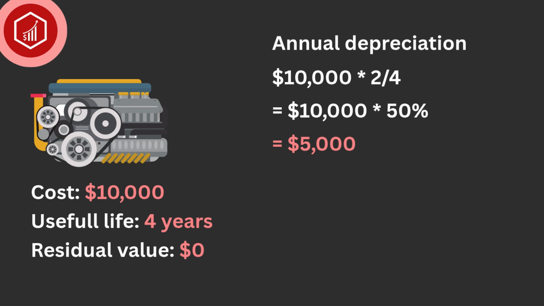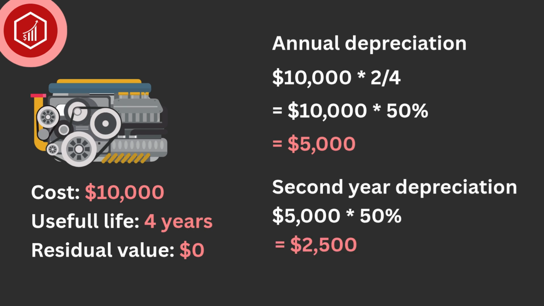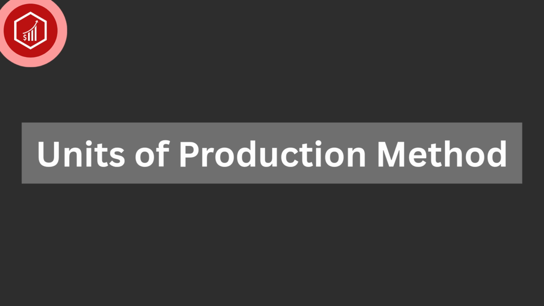In the first year, we have $10,000 times 50% equals an annual depreciation of $5,000. In the second year, we have the new book value, so 10,000 minus 5,000, so the new book value is 5,000. So we multiply it again by 50%, so the depreciation for the second year is 2,500. And so on for every year. This method reflects how many assets lose value more quickly when they're new, like cars or technology.